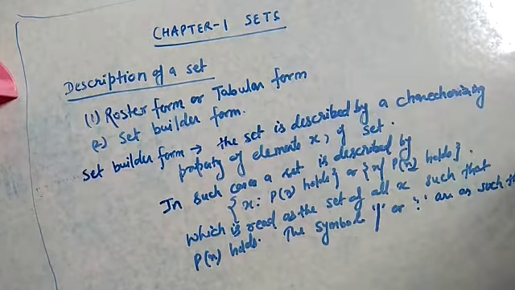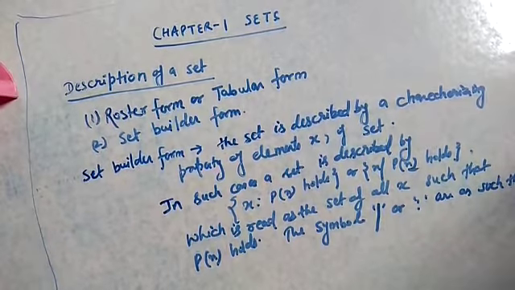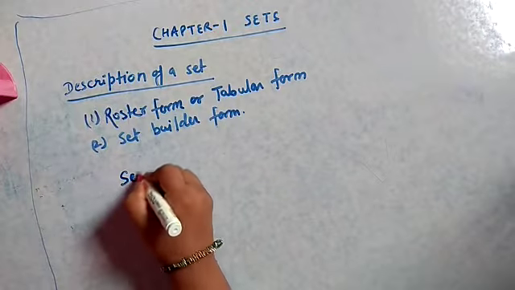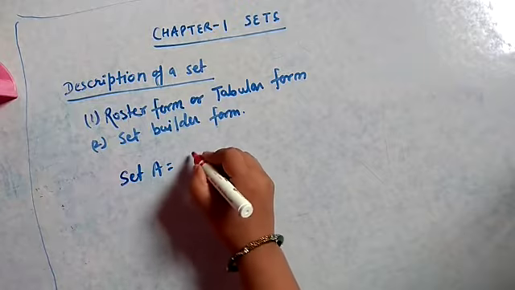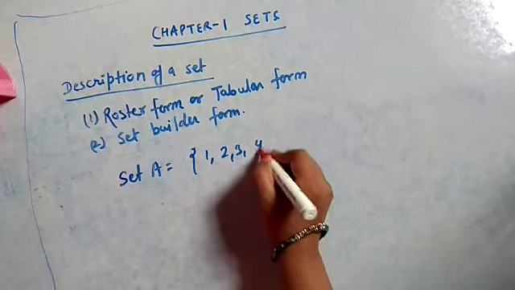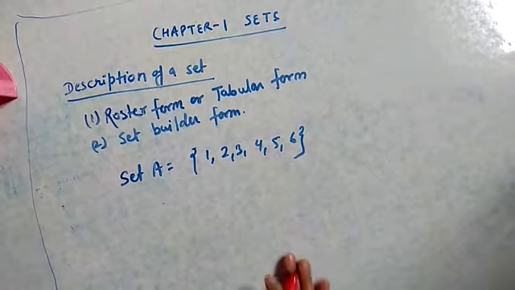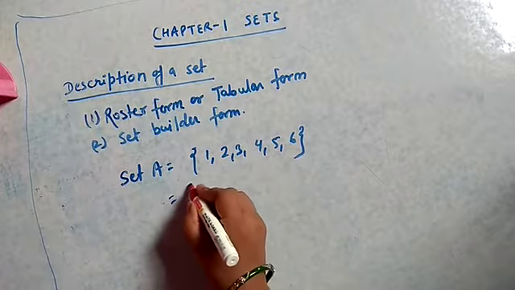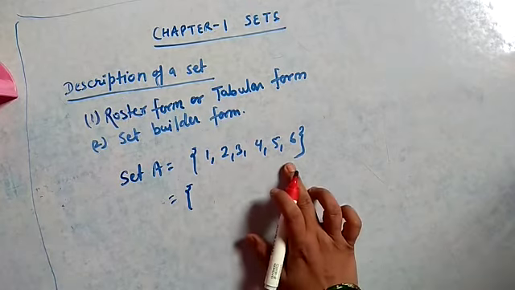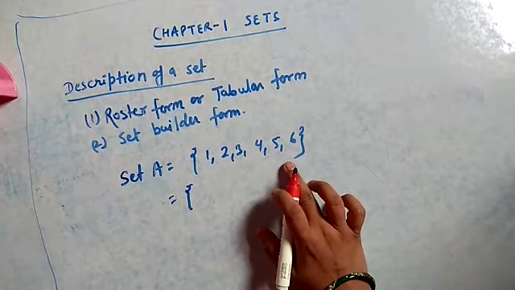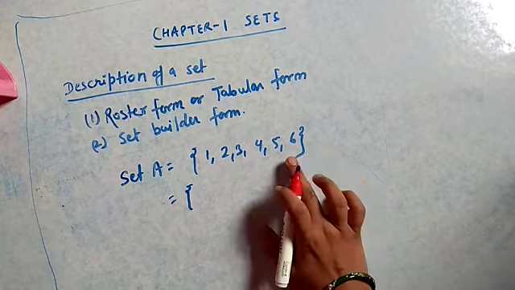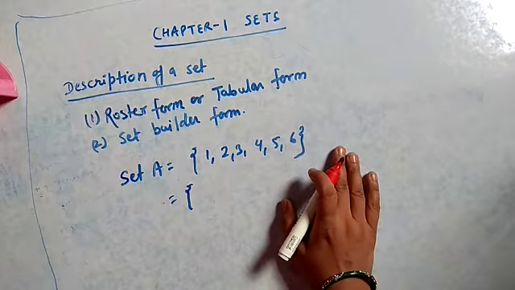So see how we are writing. Suppose I have a set A, and written 1, 2, 3, 4, 5, 6. This is a set. Now if I want to write this in set builder form, I will mention the properties of these elements. So what are the properties of these elements? As you can see, these numbers are natural numbers. So we can say all the natural numbers which are less than 7.